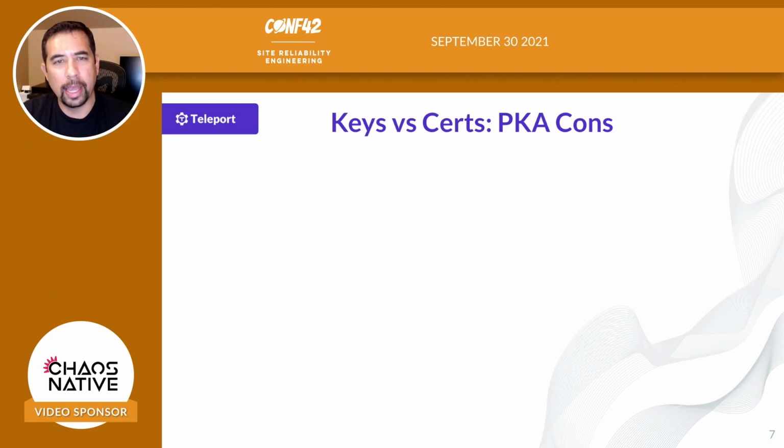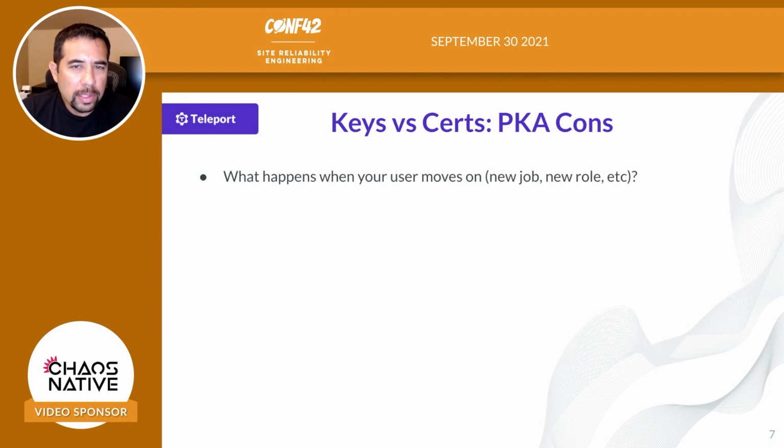So a few cons that we can say exist around PKA come along this line, right? What happens when your user moves on to a new role? Maybe they move on to a new job or change departments. Maybe they were part of your SRE team, sysadmin team, or security team, but then they went to developers or product marketing, and they had access to all these resources through public private keys, but now they're no longer there. So what did you do?